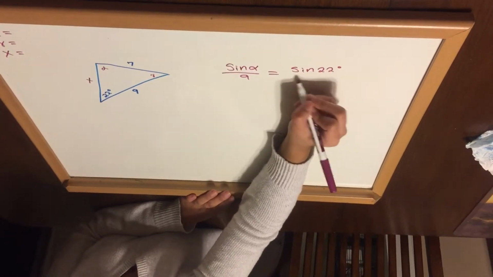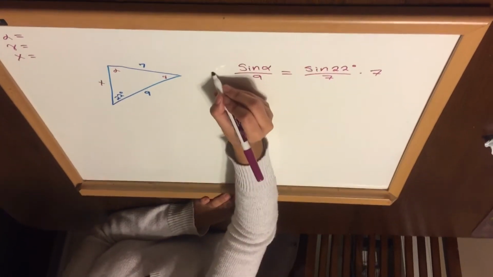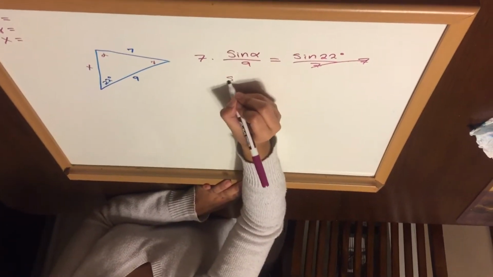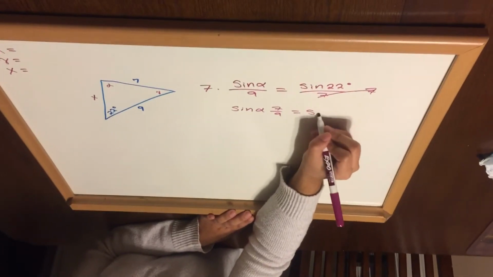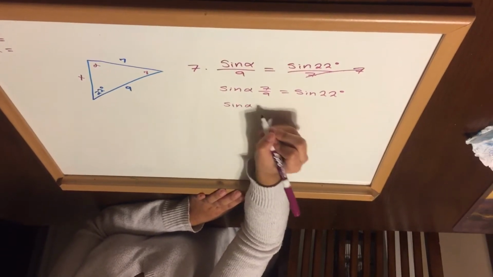Use sine of beta over 7 because we know both values and can solve for alpha. Fill in the givens. Beta equals 22 degrees, opposite alpha equals 9, and opposite of beta equals 7. At this point, you have the equation sine alpha over 9 equals sine 22 over 7. Isolate sine alpha by multiplying each side by 7. At this point, you should have sine alpha times 7 over 9 equals sine 22. The equation simplifies to sine alpha times 0.78 equals 0.37.